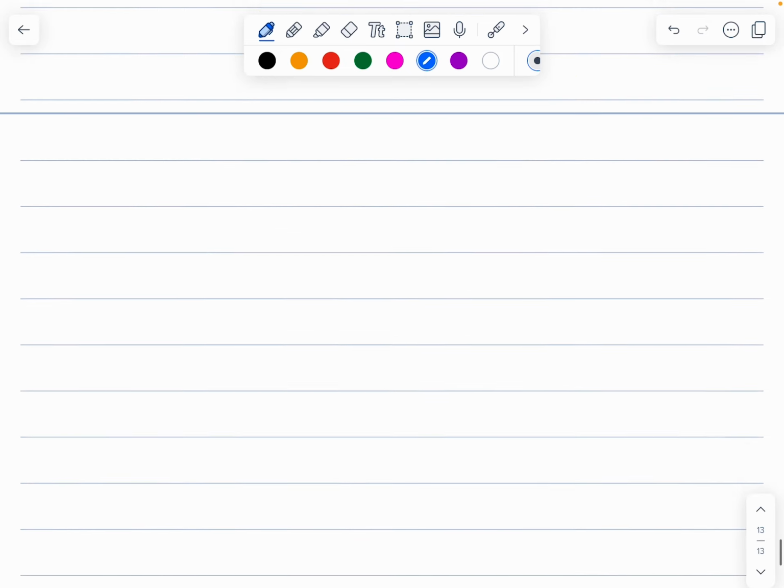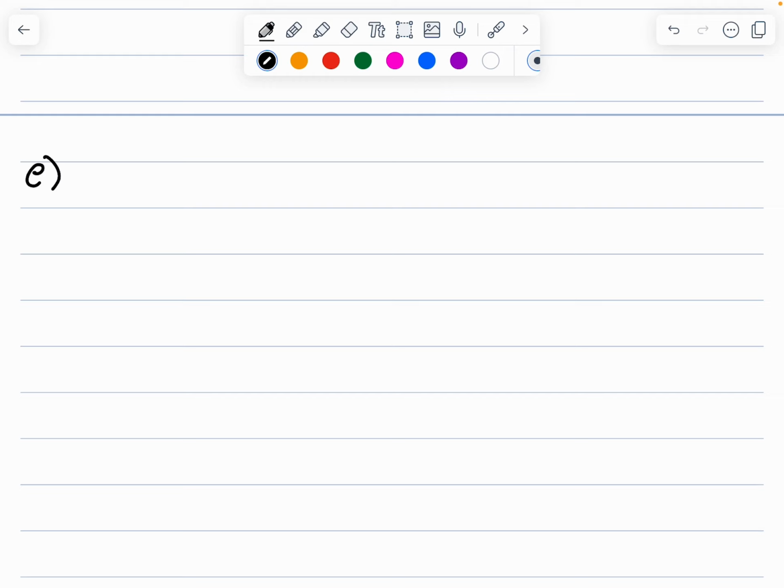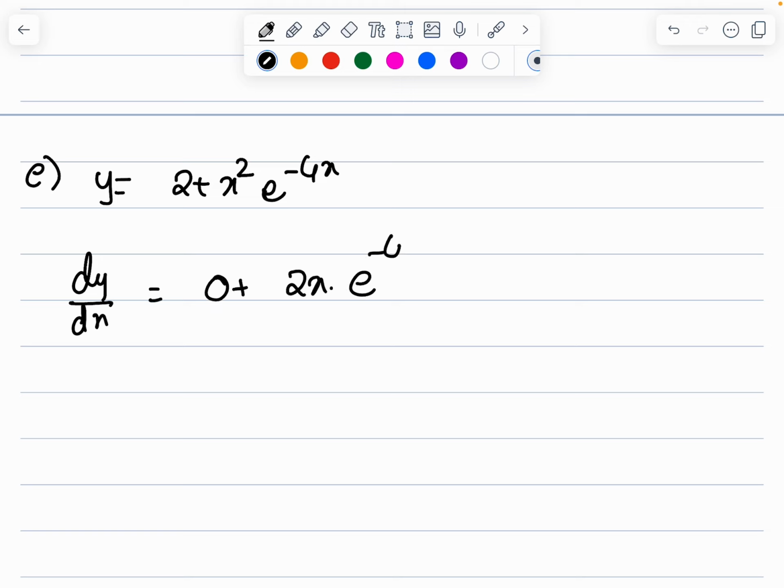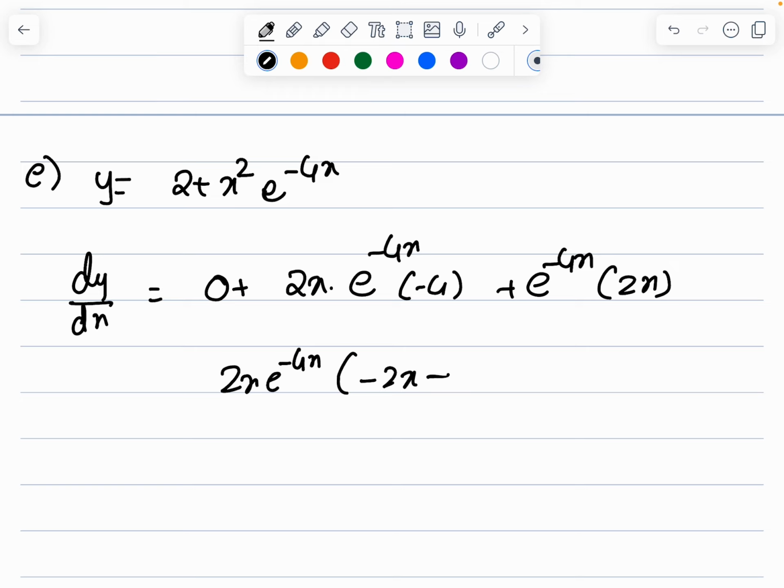So what you can do is pause the video after writing every question and solve it out, then check for the answers rather than just looking at the video. This is part E. y equals (2 plus x squared) e power negative 4x. So dy by dx, the derivative of 2 is 0. This is the product rule with the chain rule: 2x e power negative 4x, plus negative 4 e power negative 4x times x squared. Now what can I take common? I can take 2x e power negative 4x common, so it will be left over as negative 2x plus 1.